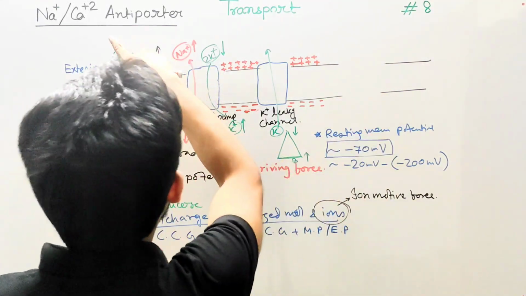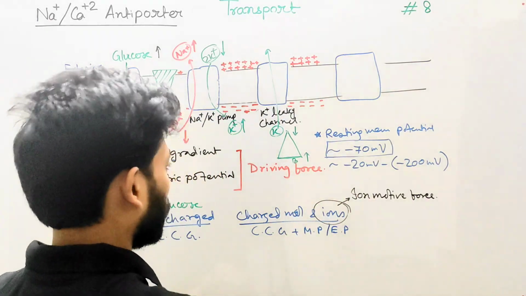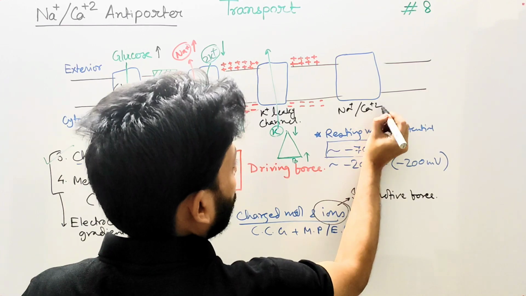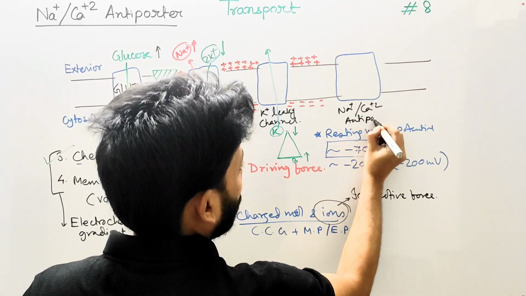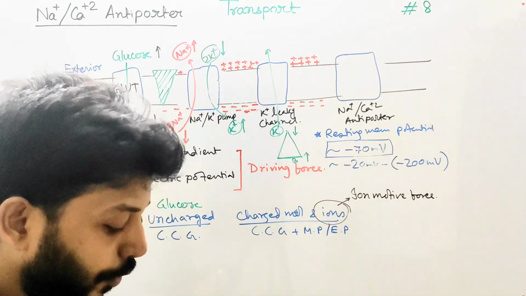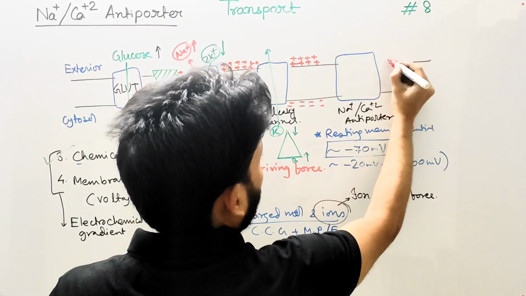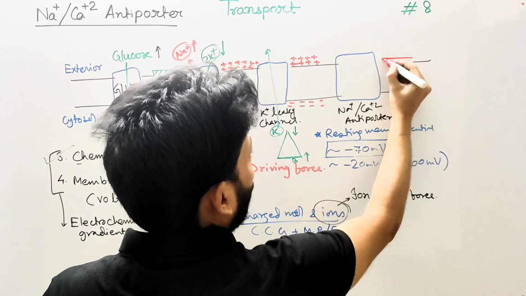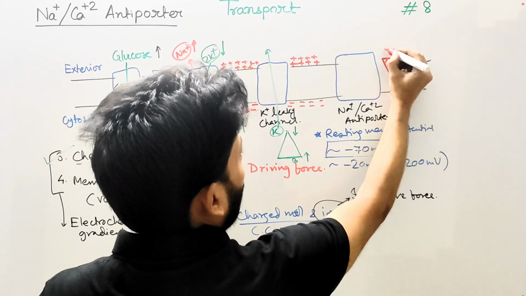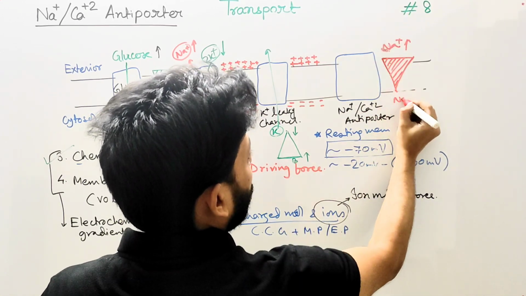Suppose the example of the sodium and calcium antiporter. Take the example of the sodium and calcium antiporter. I'm just showing here the movement of sodium to explain how it occurs. See, I have mentioned that outside sodium is high, so I will draw the triangle. The base will be outside and the point will be inside, because the base indicates the higher concentration. So outside sodium concentration is high and inside sodium concentration is low.